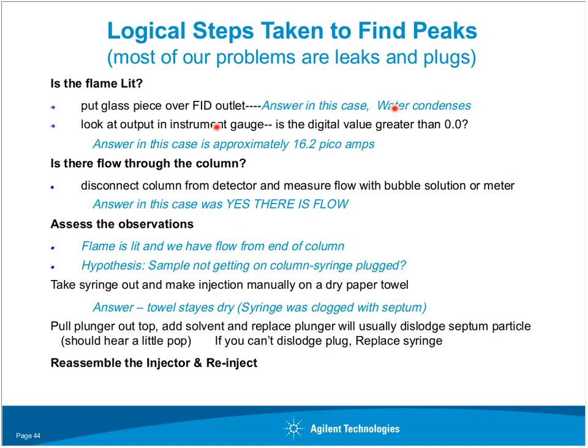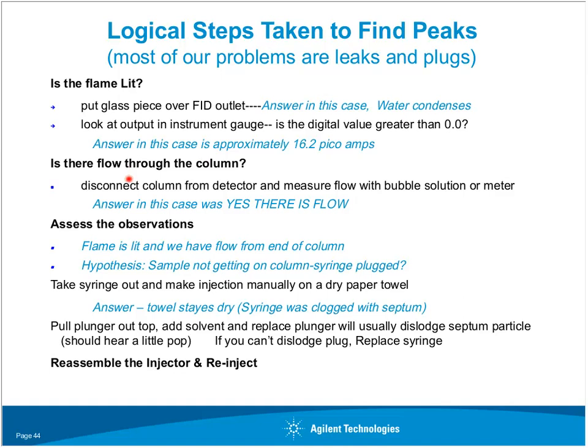Also, look at the output, again, as I mentioned in the instrument, and make sure that the signal is higher than 0, so you'd be sure that the detector is lit. The newer, very clean FIDs will exhibit maybe 2 or 3 picoamps. If the detector is a little dirty, it might be as high as 16. Okay, so the detector's okay.